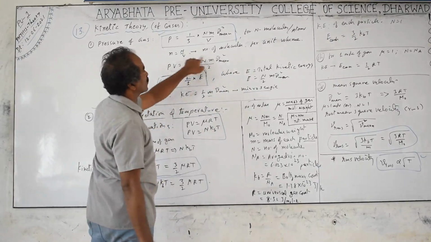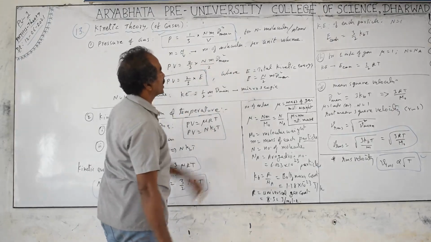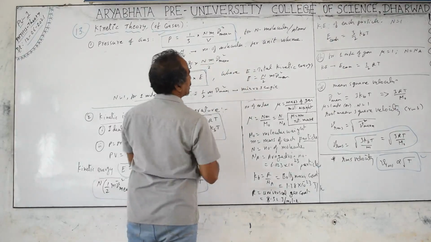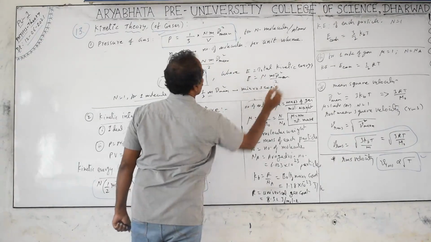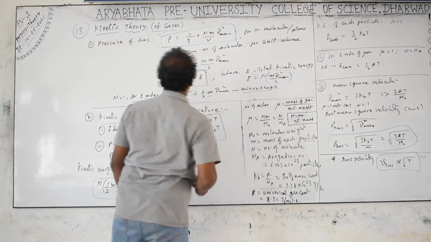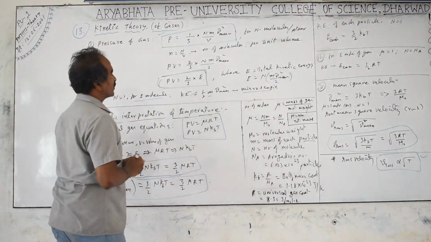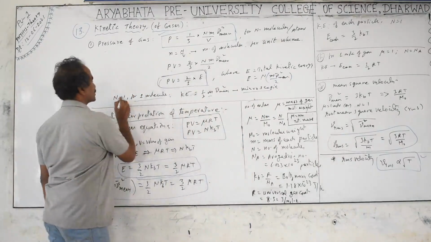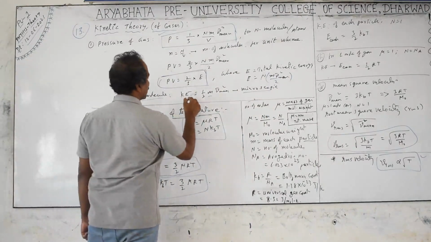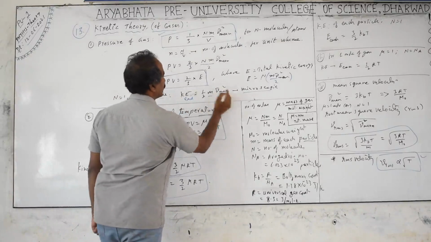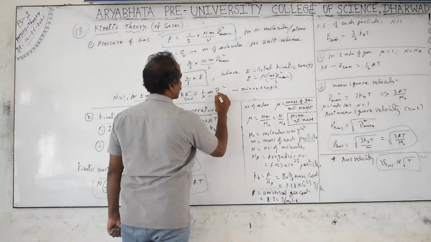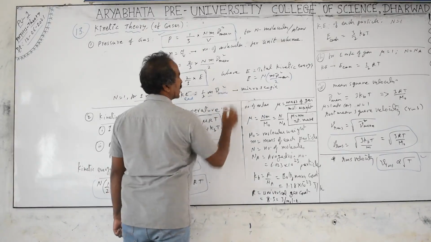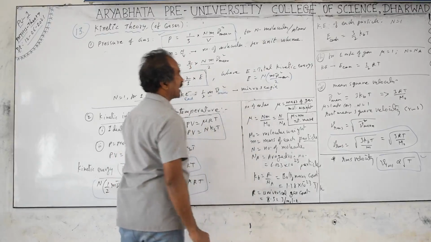For N particles, you will get the total kinetic energy. E is the total kinetic energy, equal to N by 2, N into m v square by 2. N is the number of particles. That means if you want to note the kinetic energy of each particle, for one molecule, capital N becomes equal to 1. The kinetic energy of each one becomes equal to half m v mean square. It is v mean square. This is called the microscopic formula for the kinetic energy of the gases.